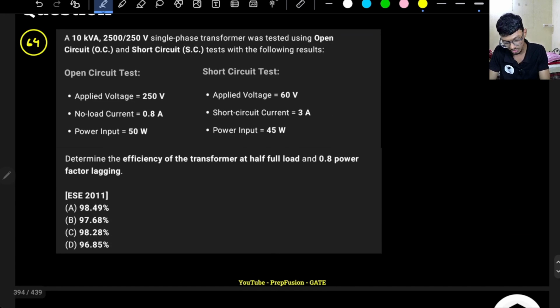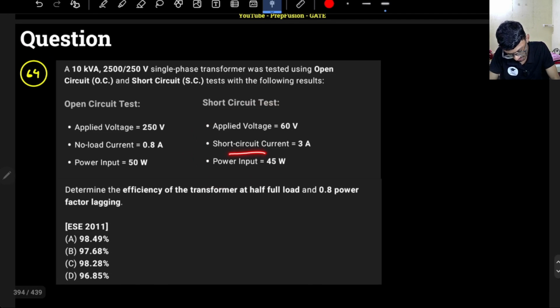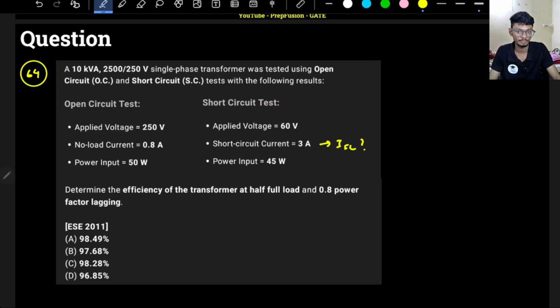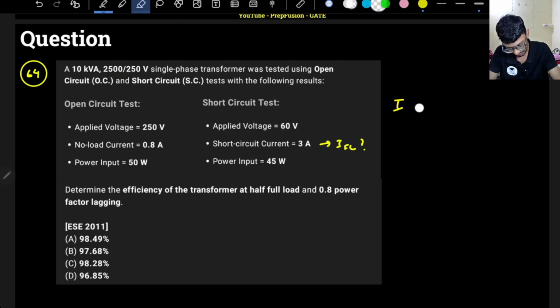What is PCUFL? PCUFL will be obtained in the short circuit test. So if I see, the short circuit current is actually 3 amperes. Now is it the full load current? Because in the short circuit test, we have to identify whether we are applying the full load current or not. So if I see here, what is my full load current? We're operating obviously in the high voltage winding. So IFL in the high voltage winding will be equal to the kVA rating, 10 into 10 cube, divided by the voltage.